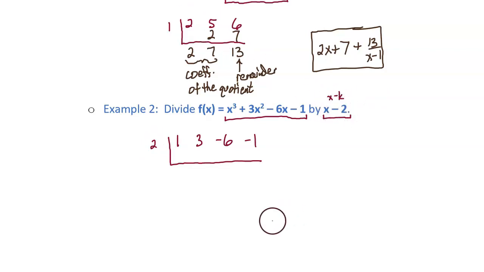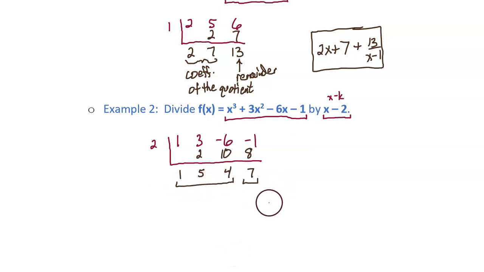Now we're going to follow the process. You start by bringing the first number all the way down below. Then you start doing multiplying and adding, multiplying and adding. So 1 times 2 makes 2. 3 plus 2 makes 5. 5 times 2 makes 10. Negative 6 plus 10 makes 4. 4 times 2 makes 8. Negative 1 plus 8 makes 7. The last number is the remainder. These numbers go with the quotient.